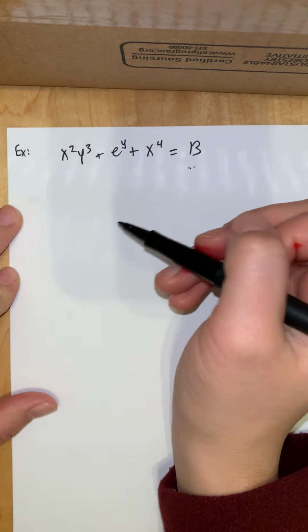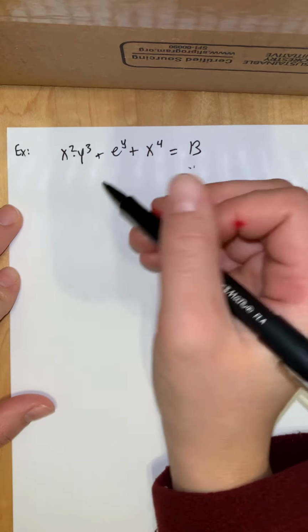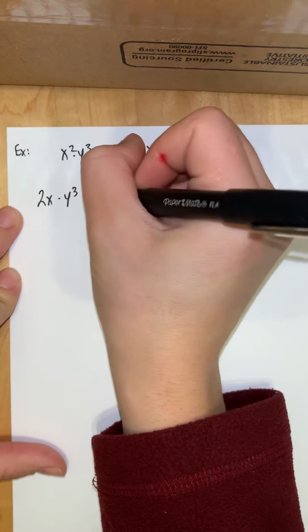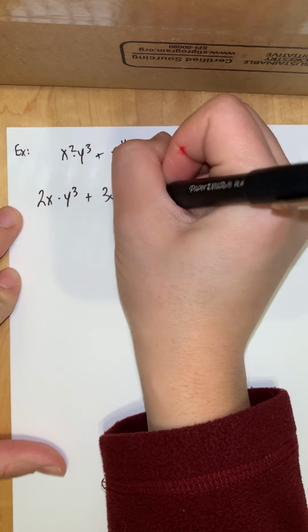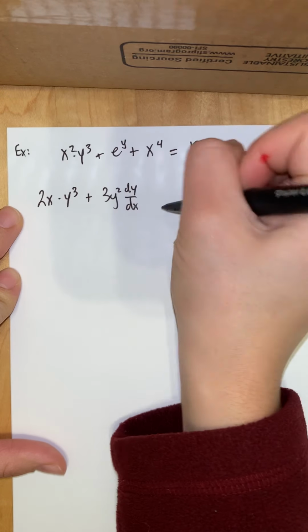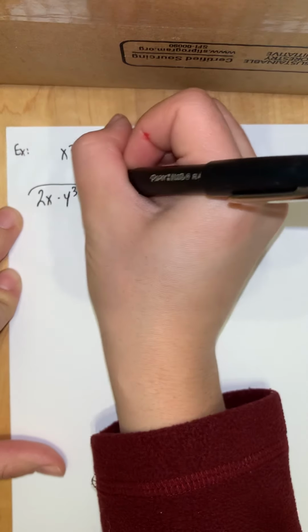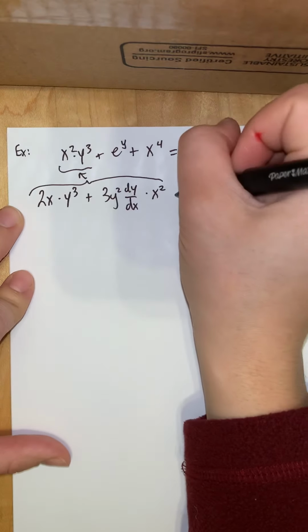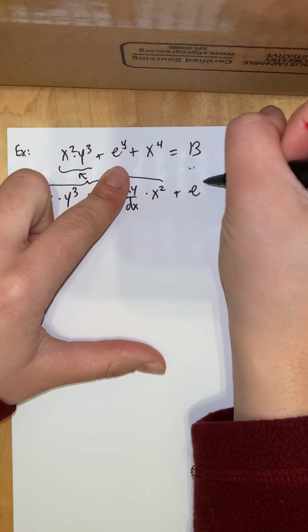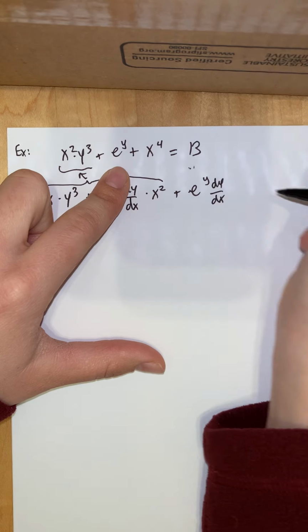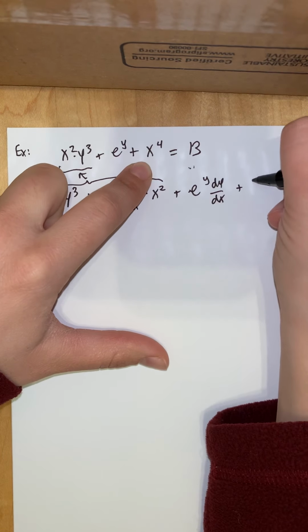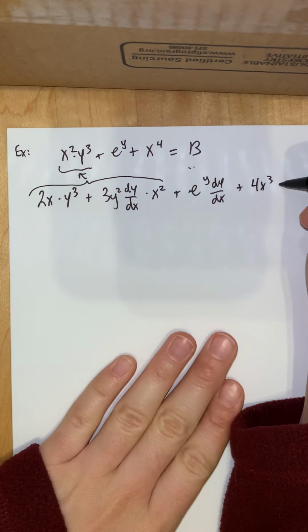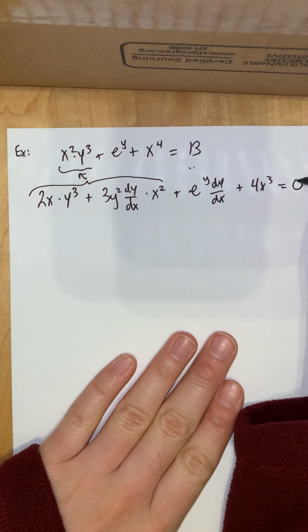Here in this first step is one case where I'm going to use the product rule. I have a product of two things. So the derivative of the first is 2x times the second is y cubed plus the derivative of the second, 3y squared dy dx times the first. Plus the derivative of e to the y is just e to the y dy dx, plus the derivative of x to the fourth is 4x cubed. No dy dx, I just took the derivative of an x term, so it's fine. This equals the derivative of 13, which is just 0.